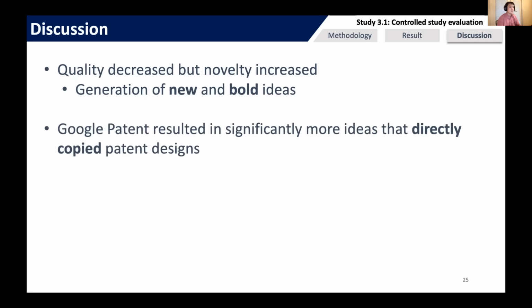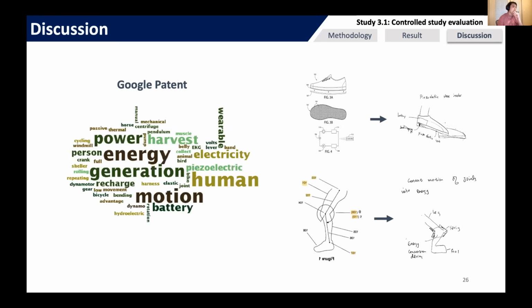And to understand why there was such difference between the two conditions, I created word clouds that represent the keywords that were used in the Bayesian tool and Google patent. So this word cloud is from the Google patent condition. For Google patent, the keywords that were frequently used were the words from the design problem statement, like human, motion, energy, generation, and power. And using this set of keywords, participants were only able to retrieve patterns that are very similar to already existing design solutions.